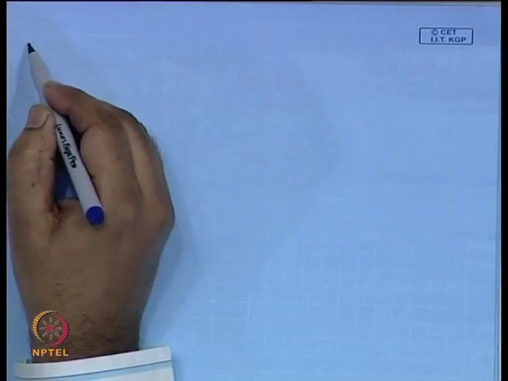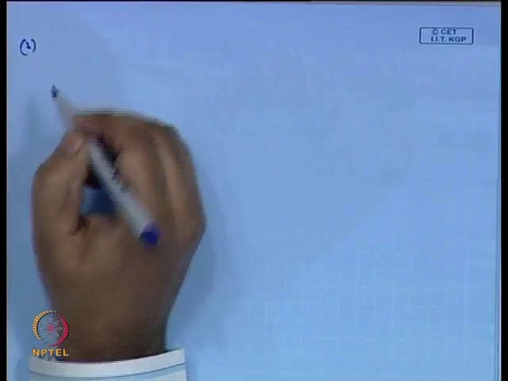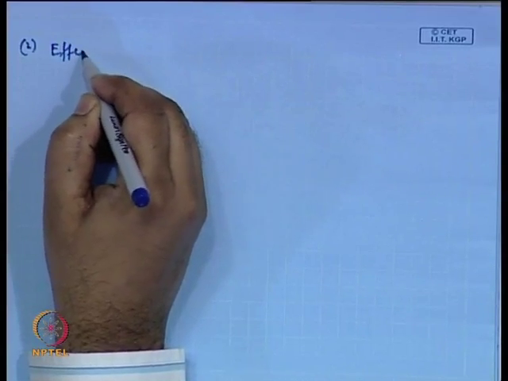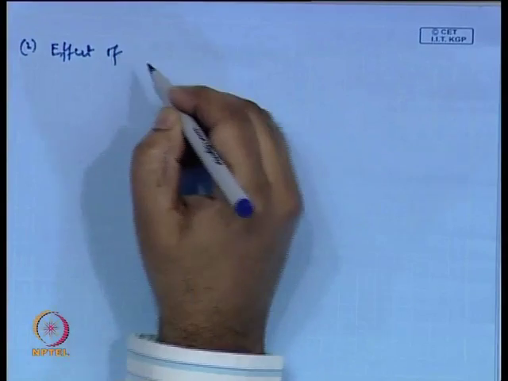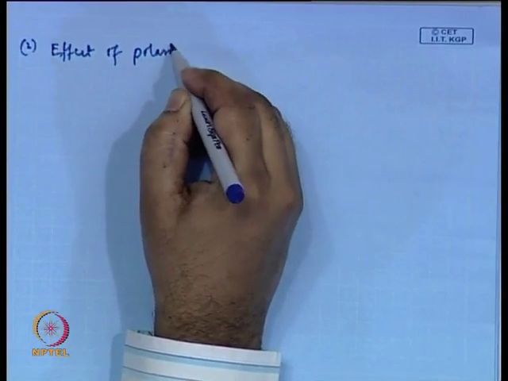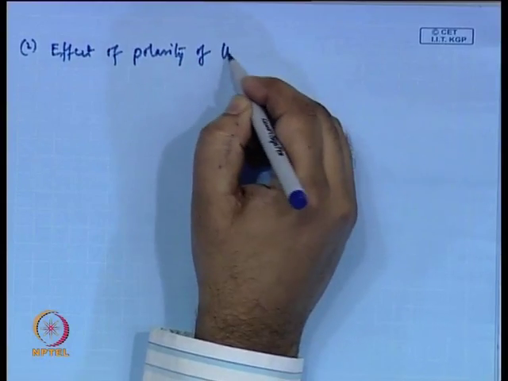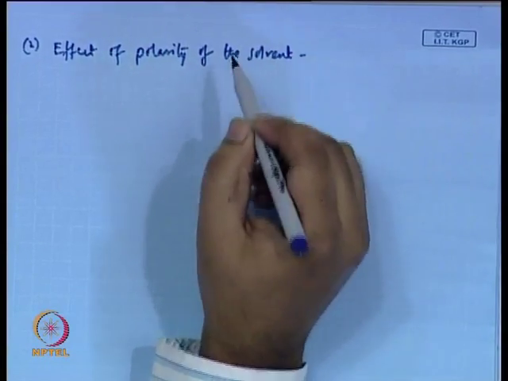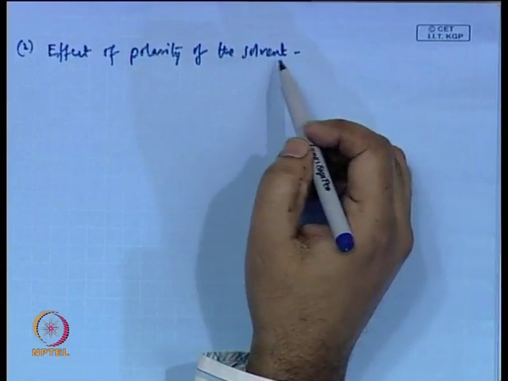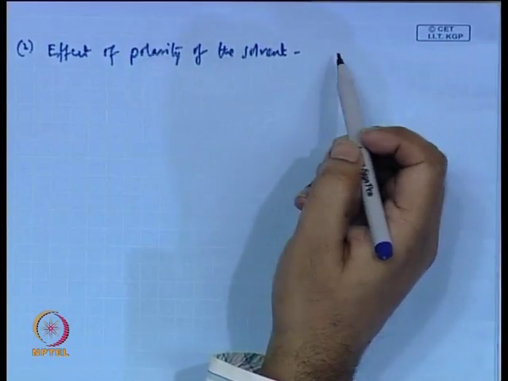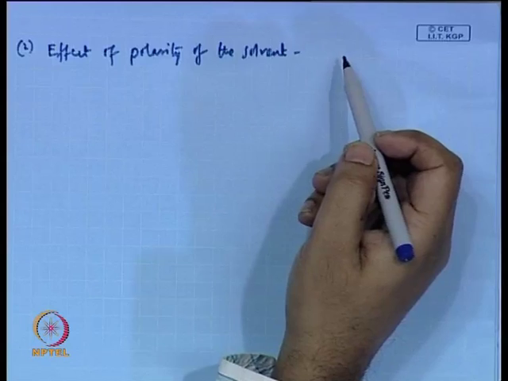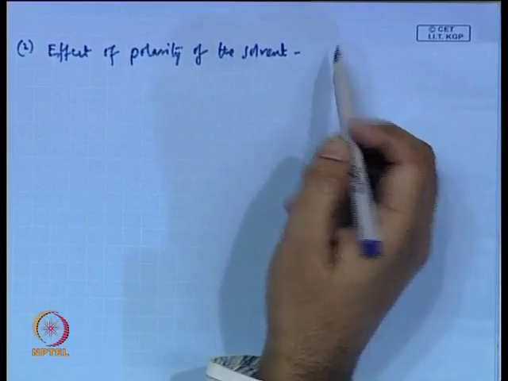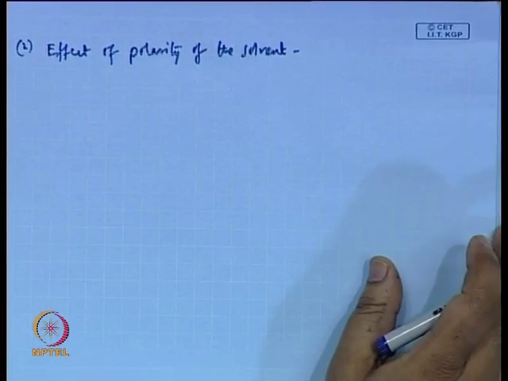Now, the second characteristic if you want to talk about is the effect of polarity of the solvent. It is not only polarity, but the capability of the solvent molecules to solvate the ionic species during the chain propagation.